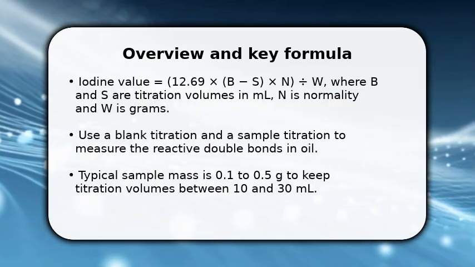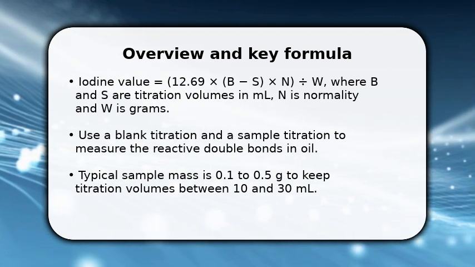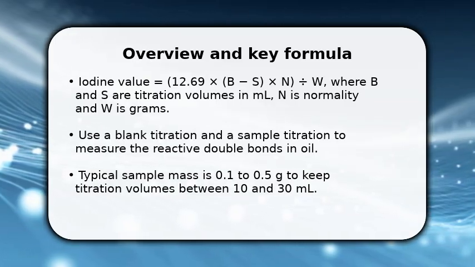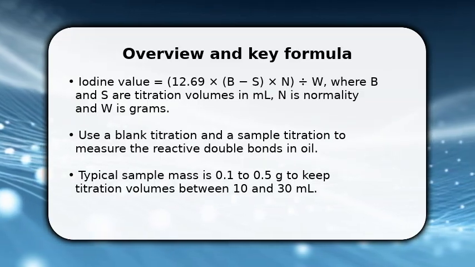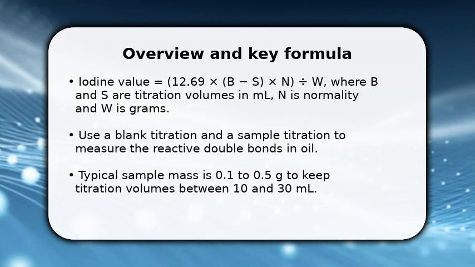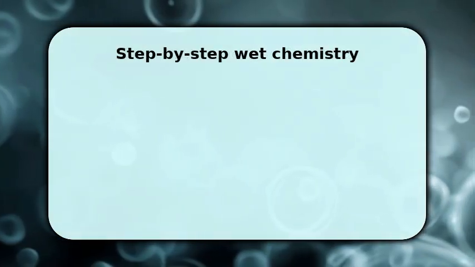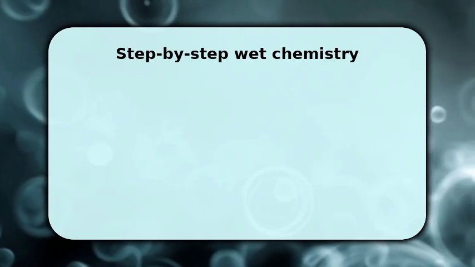It assumes iodine equivalent chemistry for Wijs or iodine monochloride methods. Choose a sample mass of 0.1 to 0.5 g so that your titration volumes fall between about 10 and 30 ml for accurate readings. Weigh 0.1 to 0.5 g of oil into a stoppered flask, record W to 0.001 g.